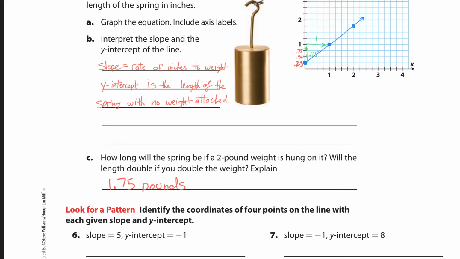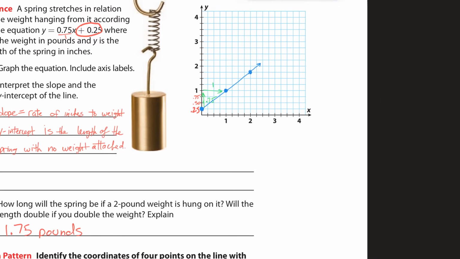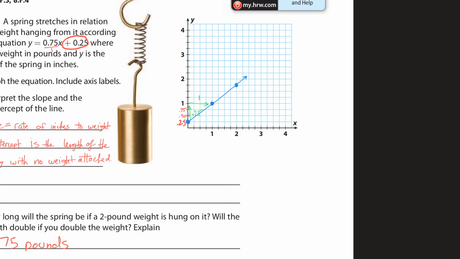And will the length double if you double the weight? Let's see. Is there room for 4? Okay, there is. So I'll double the weight there. I'll make another mark from the last blue dot, going up 3, 1, 2, 3, and all the way to 3. To double the weight, I have to go from 2 pounds to 4 pounds, so I'll go up 1, 2, 3, and over to 4. And this just keeps on going this way. The length here is 3.25.